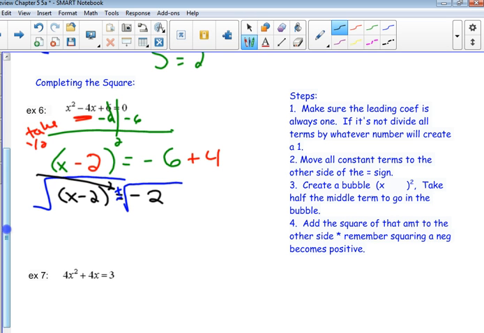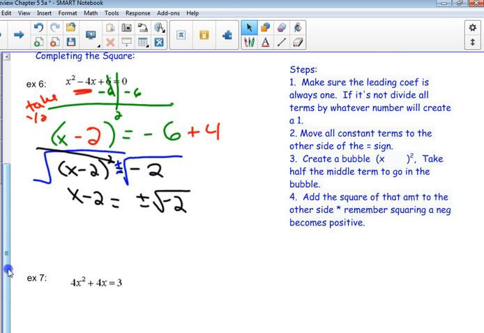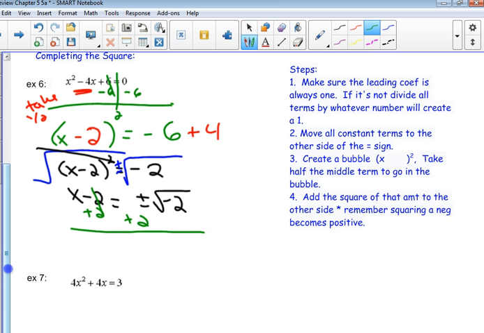Okay, so those are going to cancel. So we get x minus 2 equals plus or minus radical negative 2. Well, we want x to be alone, so how do you guys move that negative 2? Yeah, good job. So we got a lot of stuff to do in this. Is 2 and a plus or minus radical, are those like terms?